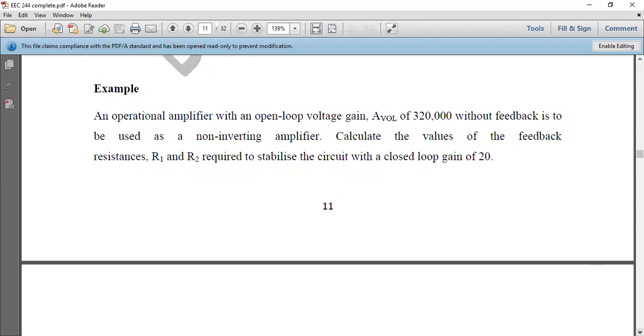If you use our previous notation, the 320,000 here is A, whereas this 20, the closed loop gain, is A prime.